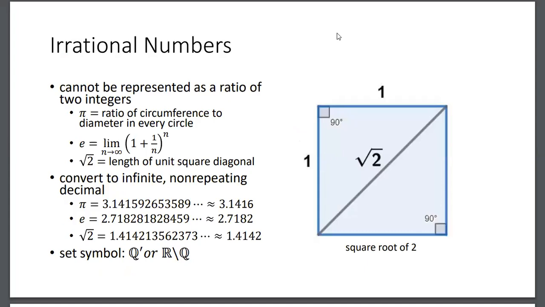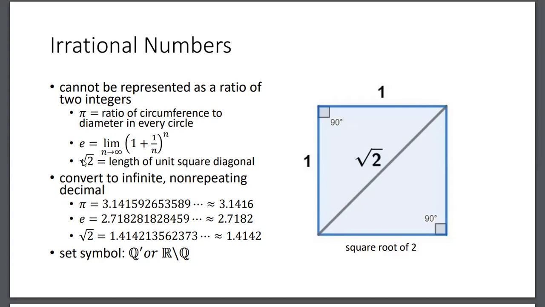Irrational numbers, they cannot be represented as a ratio of 2 integers. 3 examples of irrational numbers: pi, the ratio of the circumference to the diameter in every circle; e, the limit as n approaches infinity of 1 plus 1 over n to the nth power; the square root of 2, which is the length of the unit square diagonal as shown in the picture here. If you use the Pythagorean theorem on this unit square, you'll find that the hypotenuse, the diagonal, is the square root of 2.